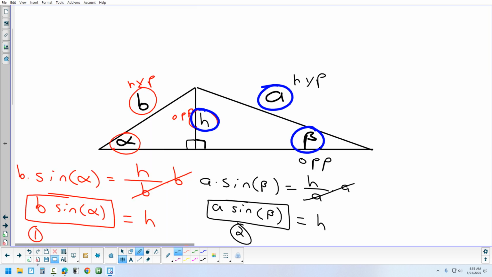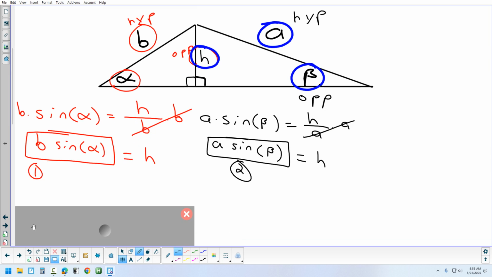So now, box 1 gives me a formula for the height of the triangle. Box 2 also gives me a formula for the height of the triangle. So what does that tell me about box 1 and box 2? They're the same. Right? Box 1 is equal to box 2 because they both calculate exactly the same thing. They're just different ways of doing it. So let's write down that box 1 equals box 2.